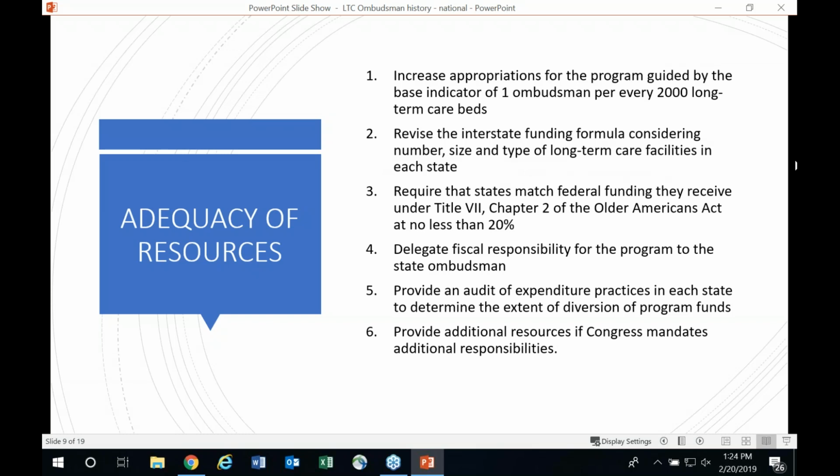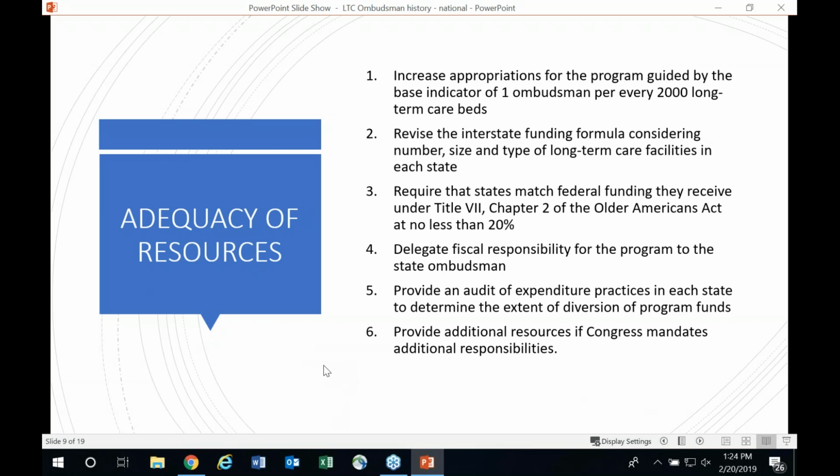They recommended that we revise the interstate funding formula to consider the number, size, and type of long-term care facilities in each state, and to require that states match federal funding they receive under Title VII, Chapter 2 of the Older Americans Act at no less than 20%. They also recommended that the fiscal responsibility for the Ombudsman program be delegated to the state ombudsman program. And in my situation in the Unit on Aging, we have a fiscal person, and in the past, that fiscal responsibility was rolled into all of her other fiscal responsibilities, and she handled that rather than the state ombudsman.